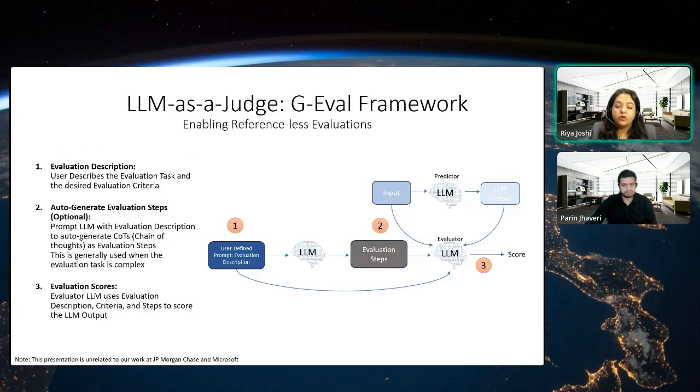We're going to talk about one of them, which is called GEval. The GEval framework enables referenceless evaluation of LLM outputs. So it works in the following steps. First, the user describes the evaluation task and the desired evaluation criteria. Then an LLM is prompted with this evaluation description to auto generate evaluation steps using chain of thought prompting. These evaluation steps can be perceived as a detailed action plan on how to achieve the evaluation goal. Then the evaluator LLM uses these evaluation steps along with the input and output from the predictor LLM to score the predictor LLM's output.